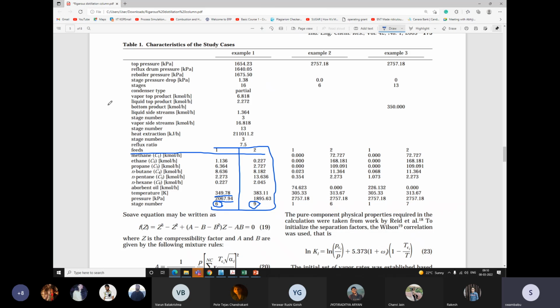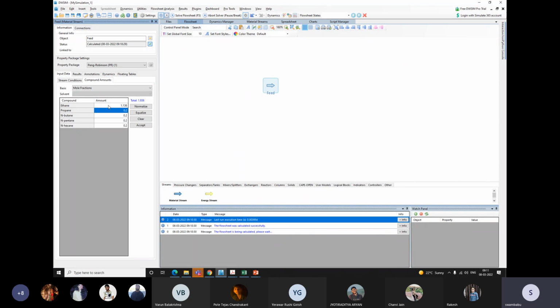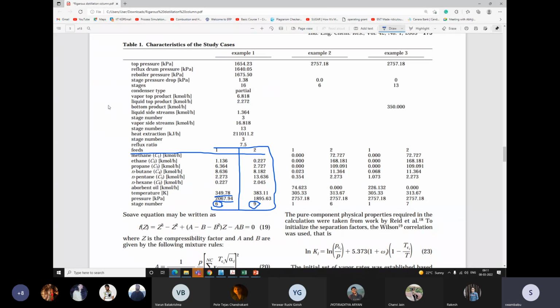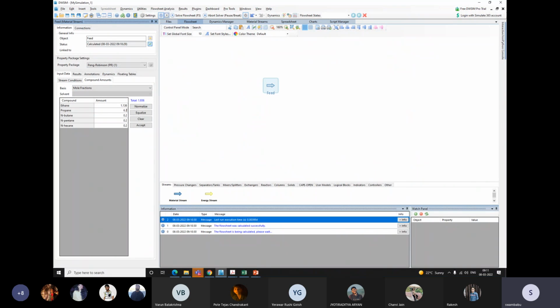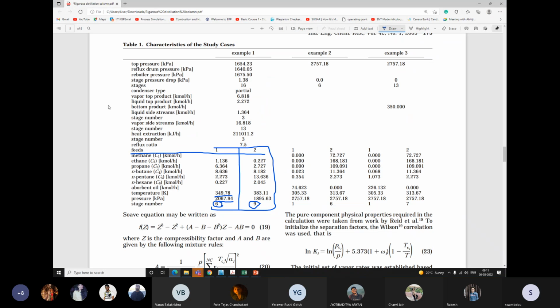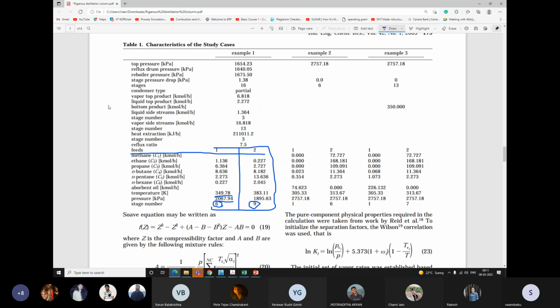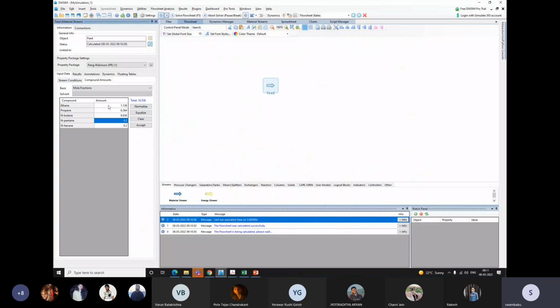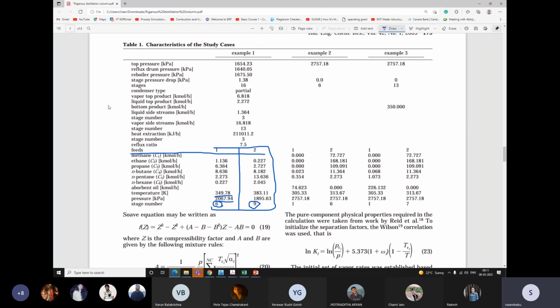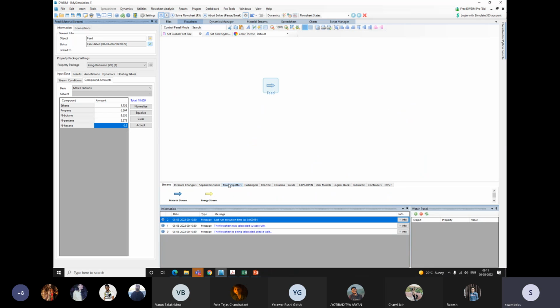So this is 1.136, 6.364, 8.636, 2.273, 0.227, 0.227.